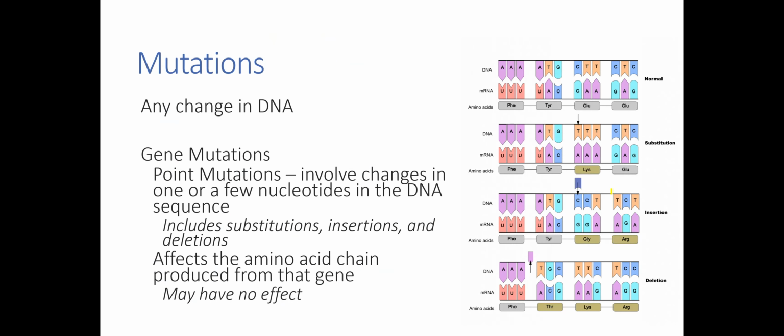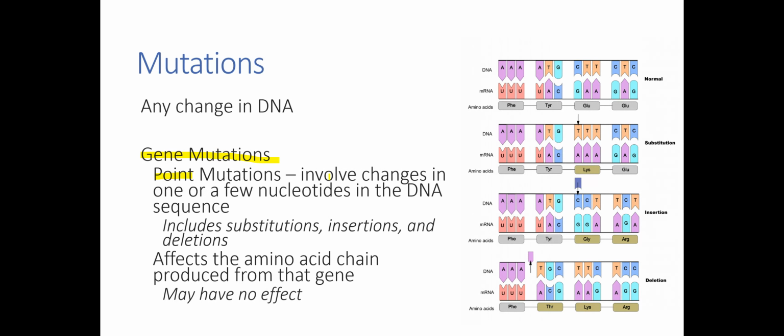All right, the last thing we're going to talk about is mutations. And a mutation is any change in DNA. Now, that can happen at the gene level. And a gene mutation is typically just what we call a point mutation. And this is where you have one or more little individual nucleotides that are incorrect. Maybe instead of a C, there's a T. Or instead of an A, there's a G, okay?